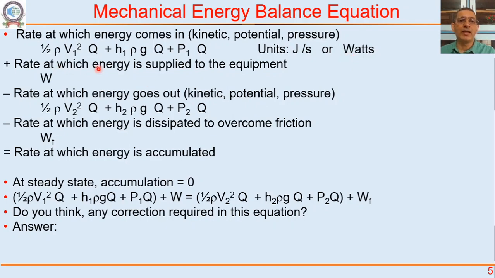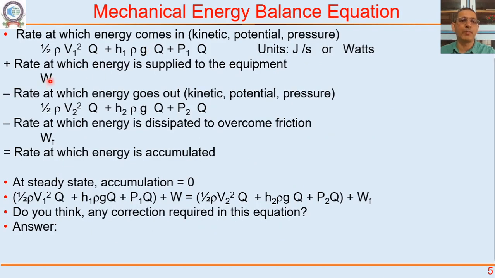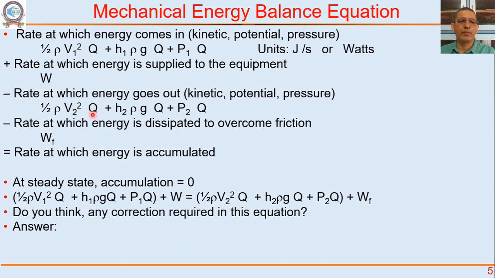Similarly, I might supply energy at a certain rate to the equipment. Either it could be mechanical or it could be electrical. So let's say W is what I supply. The rate at which energy goes out at location 2, again we can write as half rho v2 square into Q, rho g h2 into Q, P2 into Q. Again this will have units of watts.